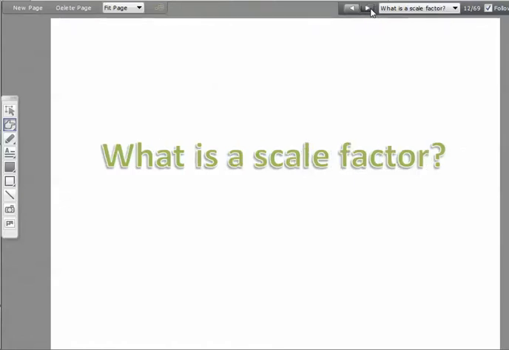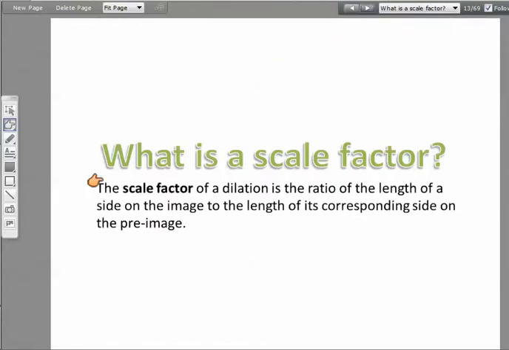And last but not least, what is a scale factor? The scale factor of a dilation is the ratio of the length of a side on the image to the length of its corresponding side on the pre-image. And again, we're going to see some examples.